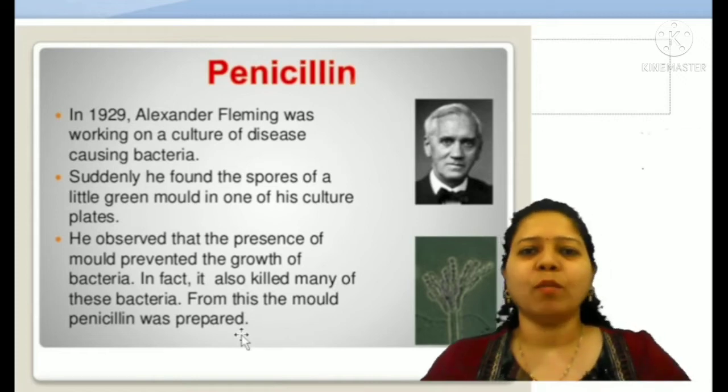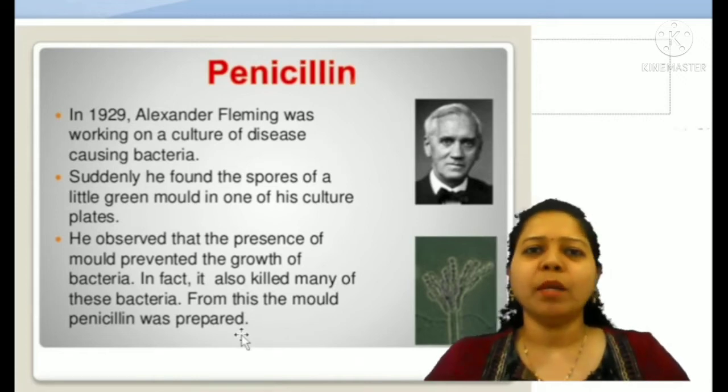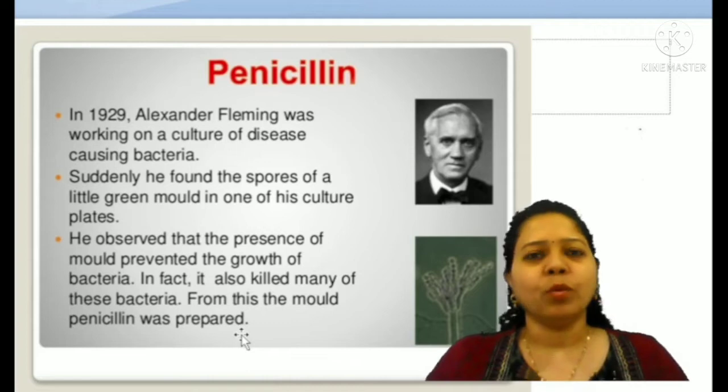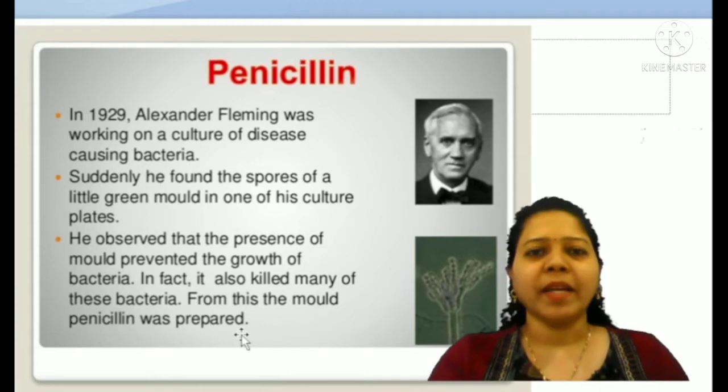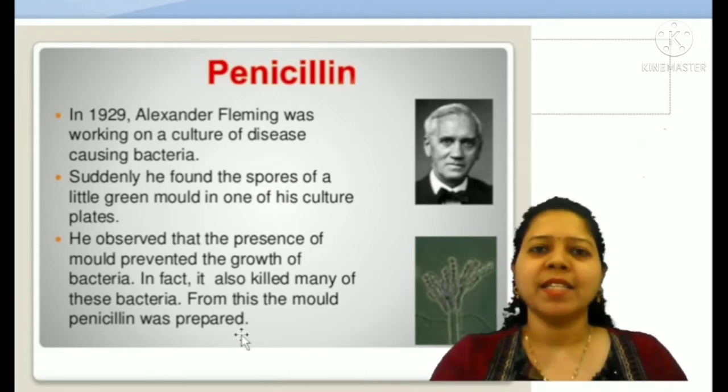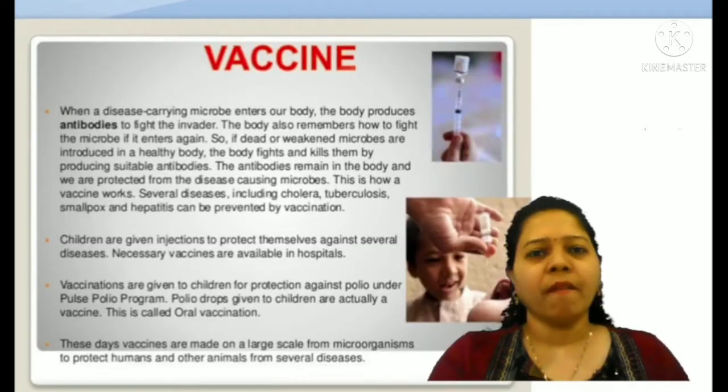When he prepared that mold, he observed that many bacteria were killed because of that green mold, and from that he discovered penicillin. From that day onwards we have been using penicillin as an antibiotic to prevent the growth of microorganisms or to kill different bacteria. Penicillin was discovered by the scientist Alexander Fleming.